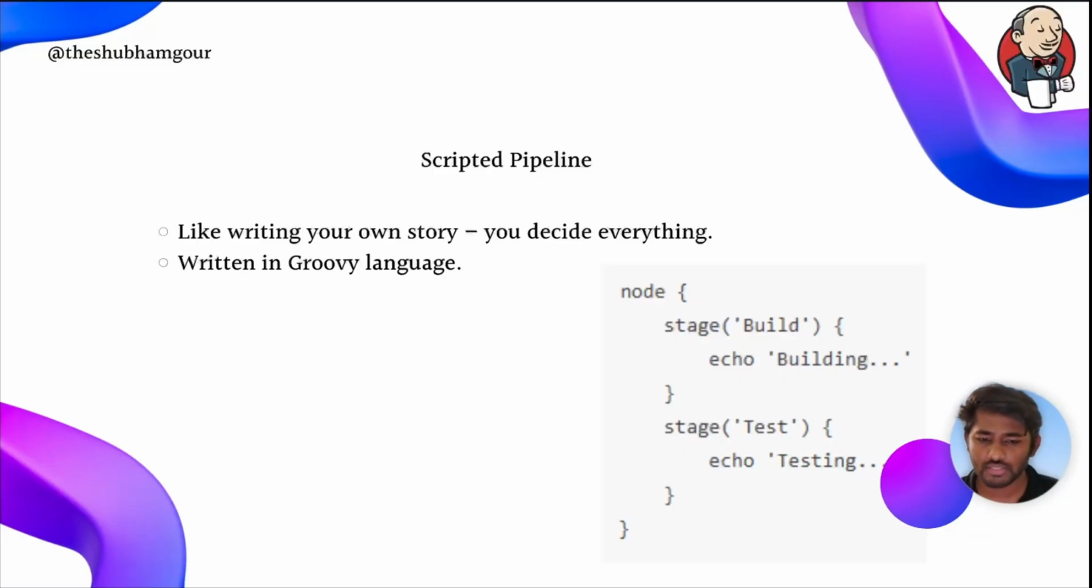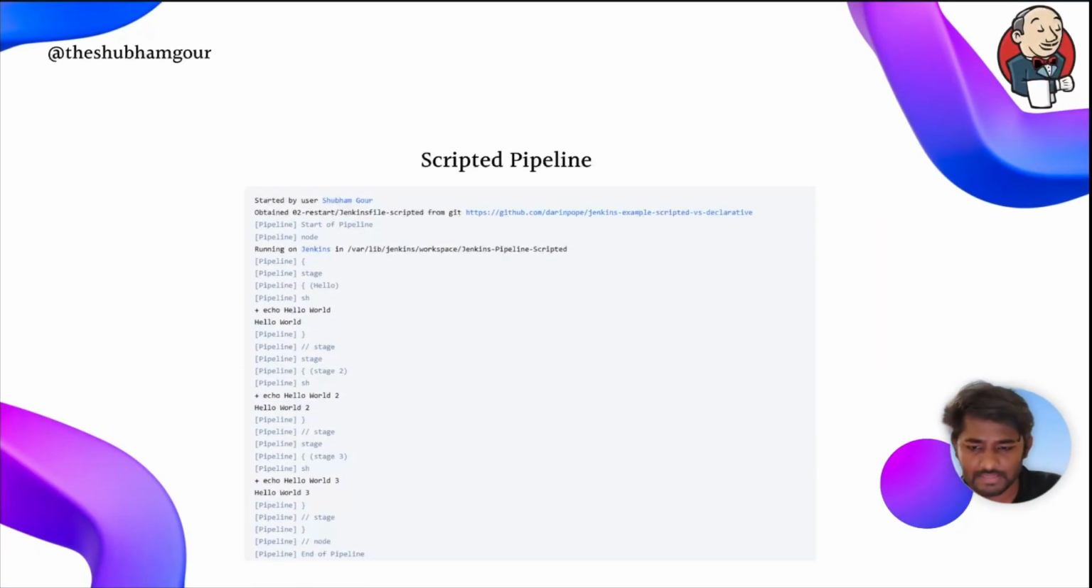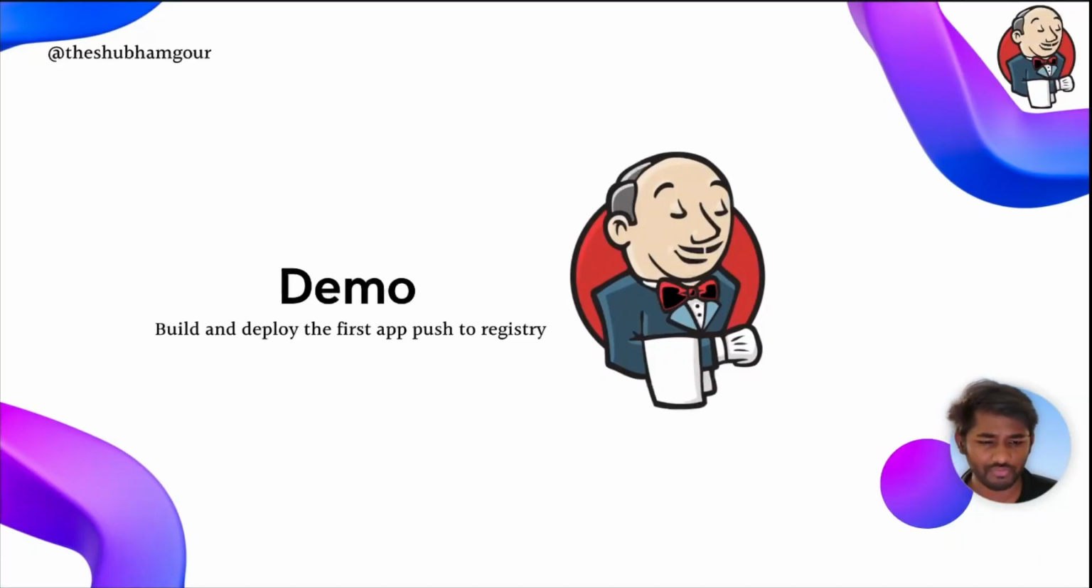Syntactically, it is very similar to declarative pipeline. There is only one difference, that is node. Another difference is the source checkout, which comes by default in declarative pipeline. But when it comes to scripted pipeline, things become very straightforward, because you have control of everything. And this is how the output of scripted pipeline looks. So, enough of the theory part.